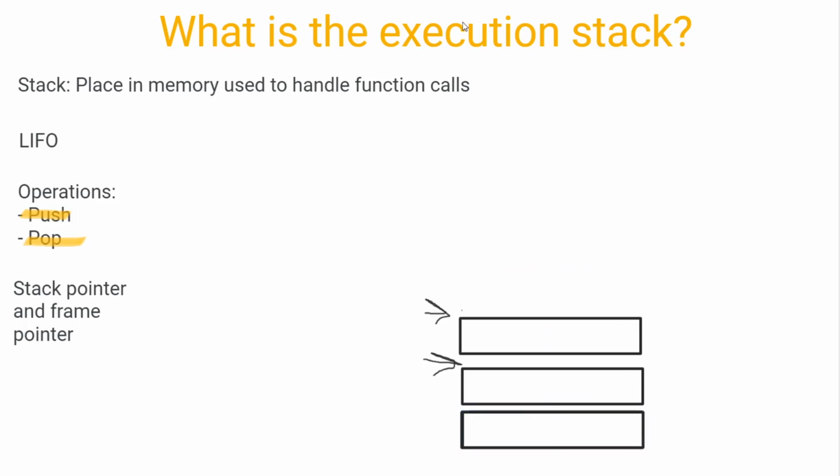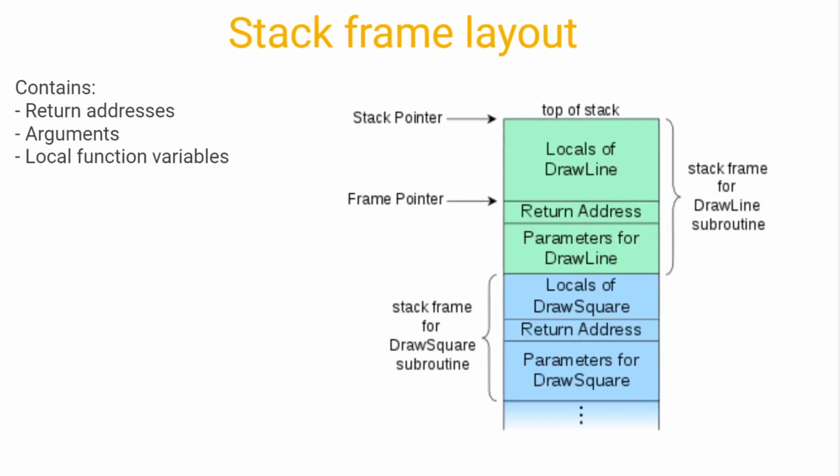Alrighty, now let's take a more specific look at what each stack frame looks like. Every stack frame we push onto the stack will contain a return address, some arguments, and some local variables associated with that function. For example, if you take a look at this diagram on the right, we have a stack, with a couple of stack frames.